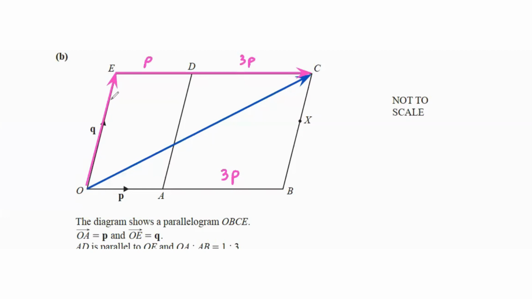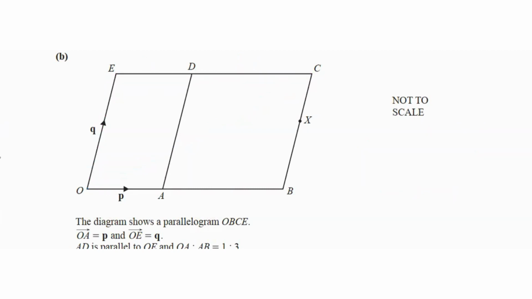So OC is going to be Q plus P plus 3P. We went from OE to ED to DC: OE plus ED plus DC. So that's Q plus 4P. That is your vector OC.